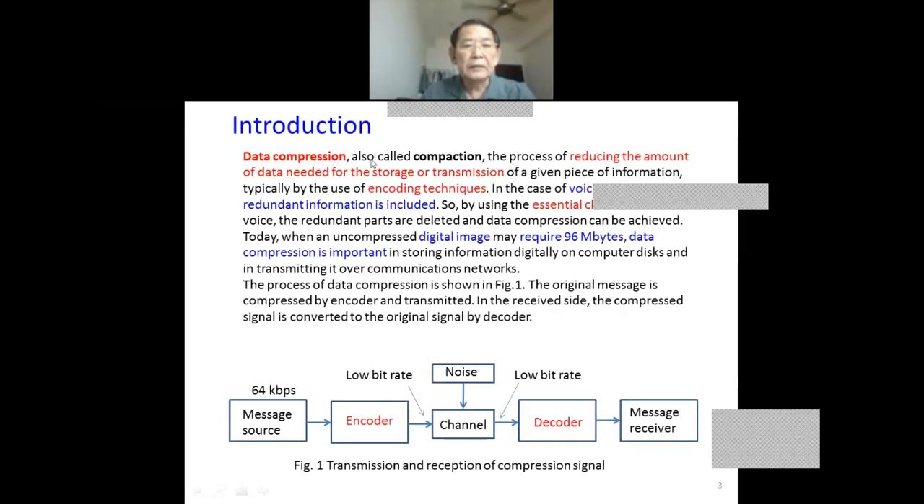Data compression, also called compaction, is the process of reducing the amount of data needed for storage or transmission of a given piece of information, typically by the use of encoding techniques. In the case of a voice signal, redundant information is included. So by using the essential characteristic of voice, the redundant parts are deleted and data compression can be achieved.